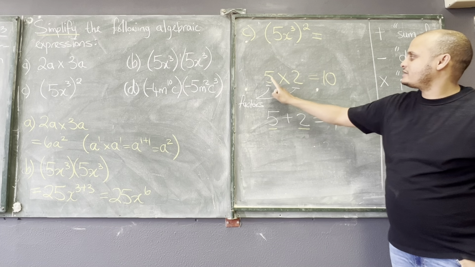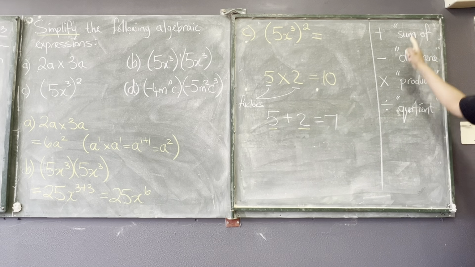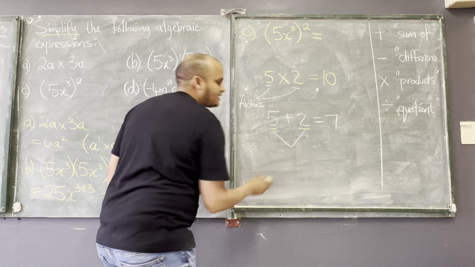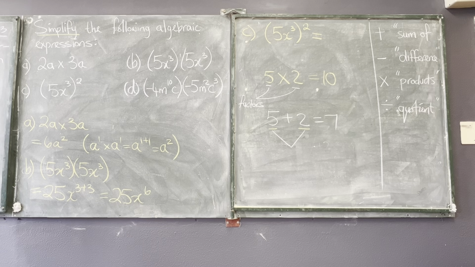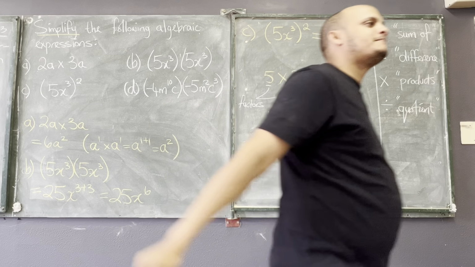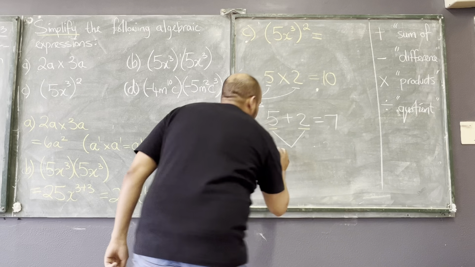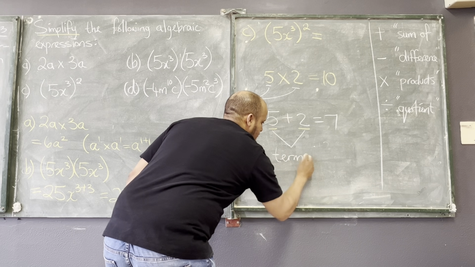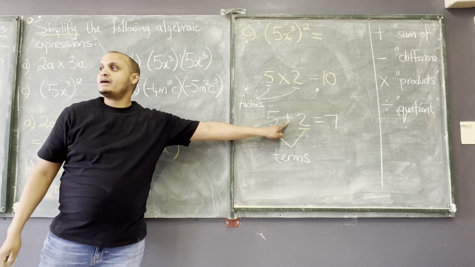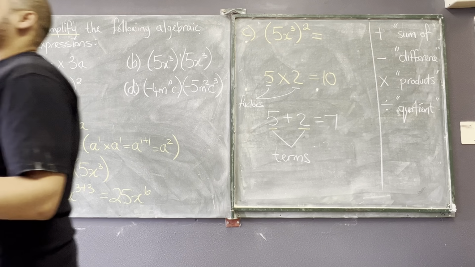I want you to remember now that 5 and 2 are factors when it's a product. When it's a sum, what are they called now? Factors still? No. Multiples? You're just making stuff up now. What are they called now? They are called terms. What separates terms? Plus and minus. So 5 and 2 are terms, are they not? Because they are being separated by a plus.